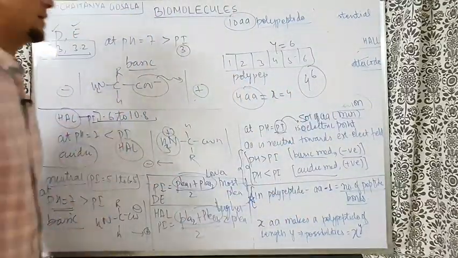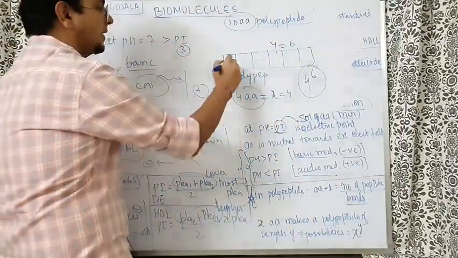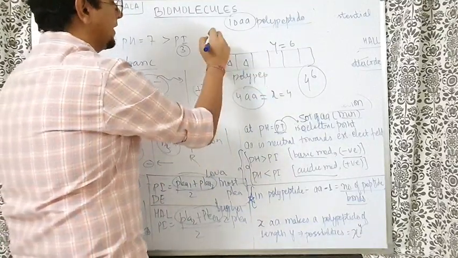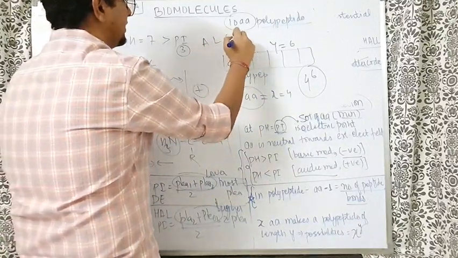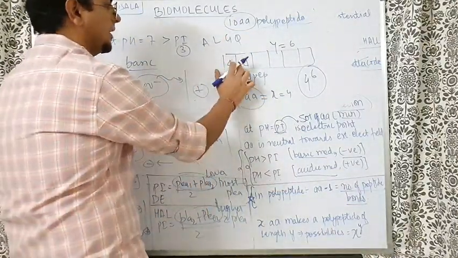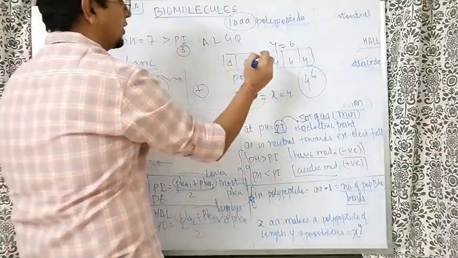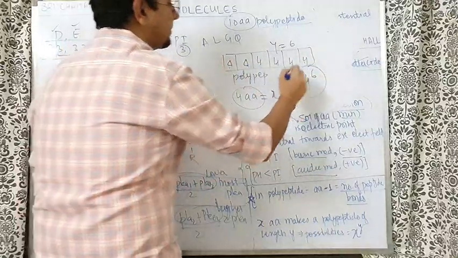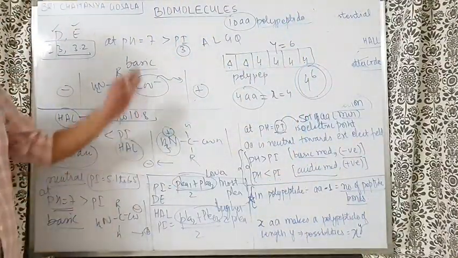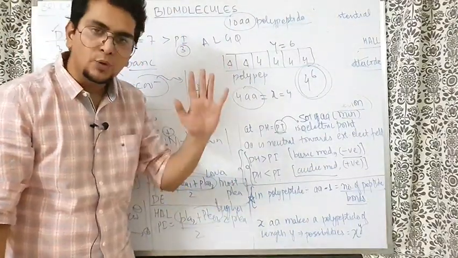If you want to know why, it's simple. For each position, how many contenders? 4 amino acids can come here. For example, we have A, L, G, Q. A, L, G, Q can come here, here also, and at every position. So 4 into 4 into 4 into 4 into 4 into 4. 4 to the power 6 will be the total possibilities of getting the polypeptide. So in total 4 to the power 6 types of polypeptides are possible. Okay, up to here.